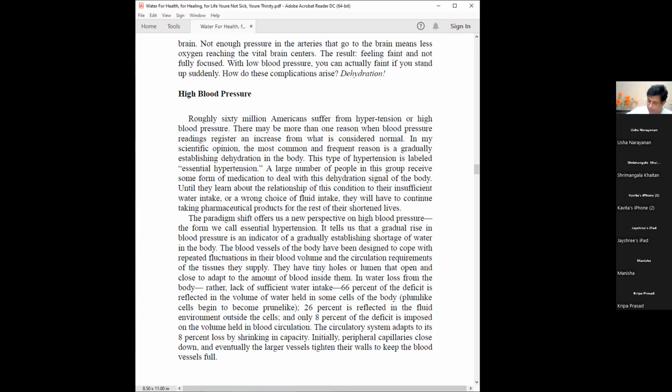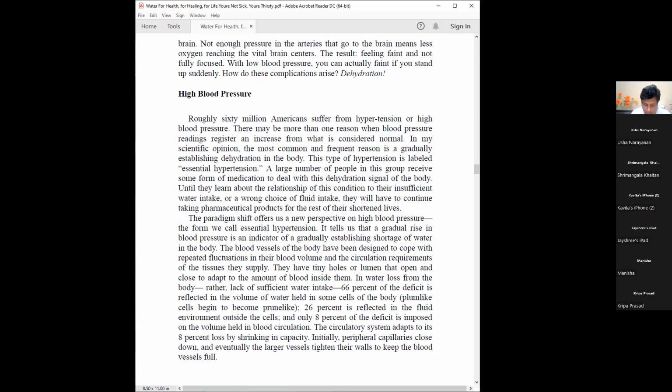The paradigm shift offers us a new perspective on high blood pressure, the form we call essential hypertension. It tells us that a gradual rise in blood pressure is an indicator of a gradually establishing shortage of water in the body. The blood vessels of the body have been designed to cope with repeated fluctuations in their blood volume and the circulation requirements of the new tissues they supply. They have tiny holes or lumen that open and close to adapt to the amount of blood inside them.